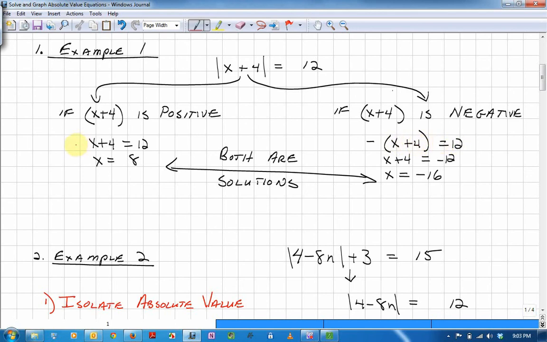So I have two separate equations: x plus 4 is equal to 12, and the negative of x plus 4 is equal to 12, and I'm going to solve both of those. For the first one, I simply subtract 4 from both sides, and I have x is equal to 8. That would be one of my solutions. For the other, I get rid of the negative by dividing both sides by negative 1, which puts the negative on the 12, so x plus 4 is equal to negative 12. Now I subtract 4 from both sides, and I have x is equal to negative 16. So that's my other solution.